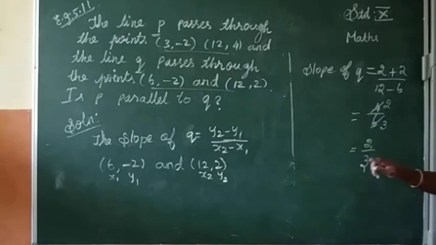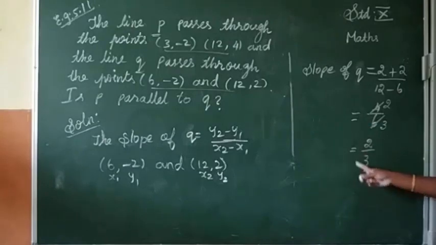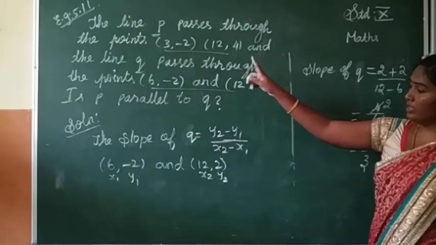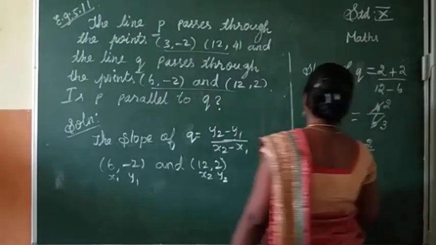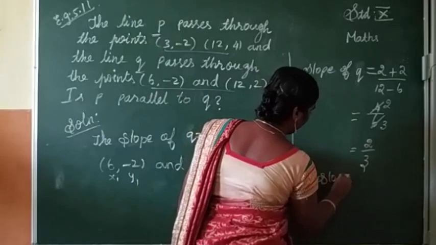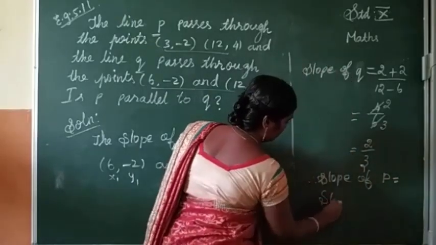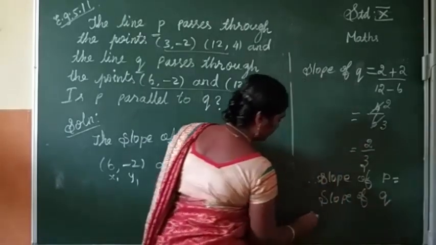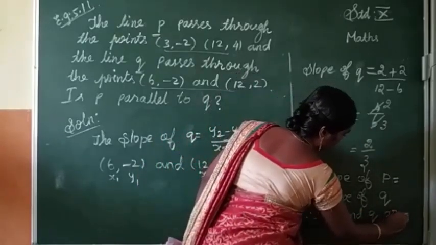Now see, the slope of P is 2 by 3. Here also the slope of Q is 2 by 3. Both are equal; both give exactly the same number. So we can easily say the slope of P is equal to the slope of Q. Therefore the given two lines are parallel. So mention: therefore, slope of P is equal to slope of Q. Therefore P and Q are parallel.